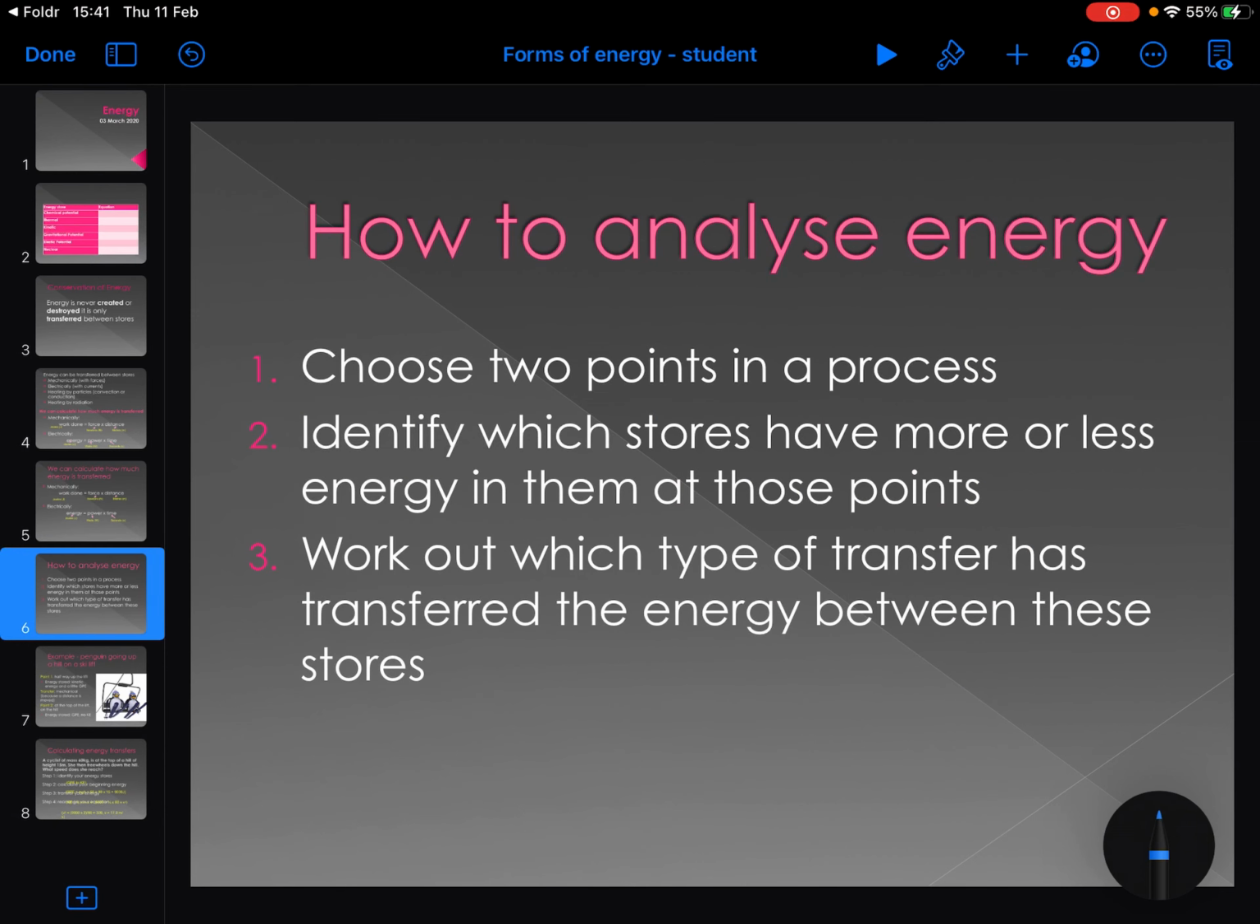Right, so how to analyse energy. Sometimes we'll have a situation that changes, and at the beginning of the situation, energy is in one store and then it is transferred to another store. And you need to be able to say what energy it started at, how it was transferred, and what it ends at. So choose 2 points in a process. Identify which stores have more or less energy in them at those points. Work out which type of transfer has transferred the energy between them.